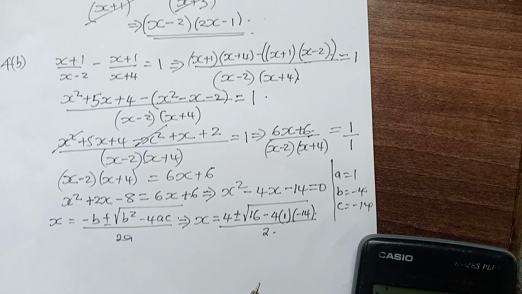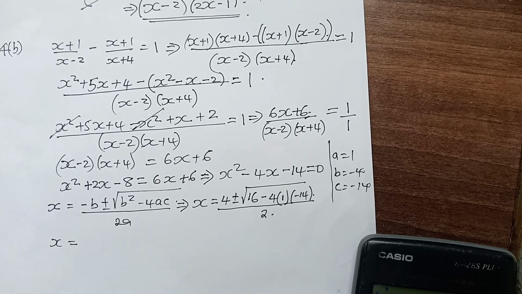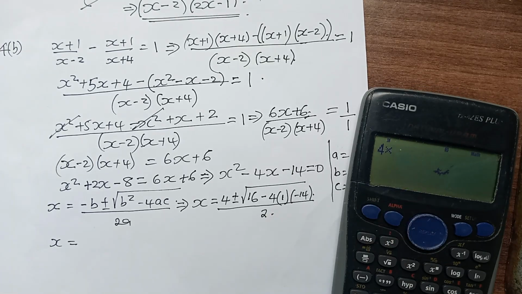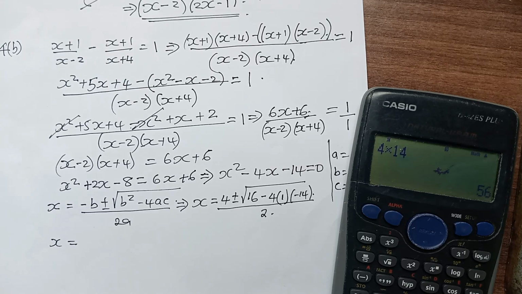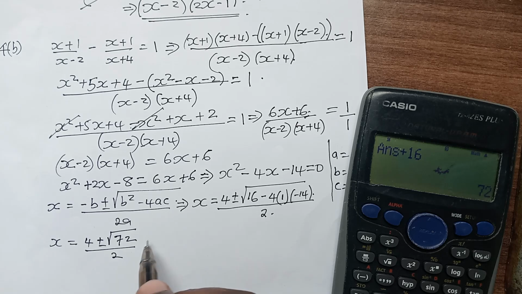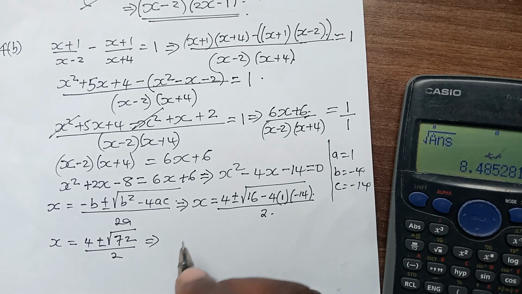We have now x equal to the square root of 16 minus minus, meaning 16 plus... what is 4 times 1 times minus 14? 4 times 14 is 56. So 16 plus 56 is 72. So we have x equal to 4 plus or minus the square root of 72, everything over 2. And the square root of 72, if we want to find out, is 8.48.